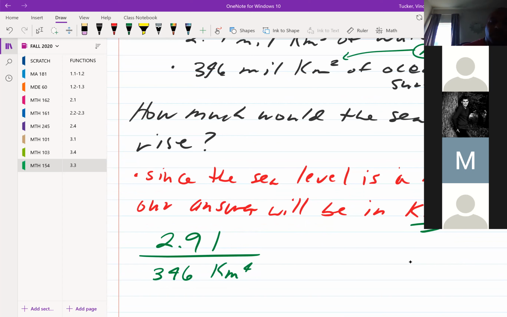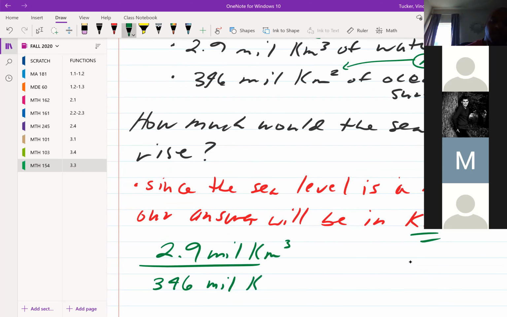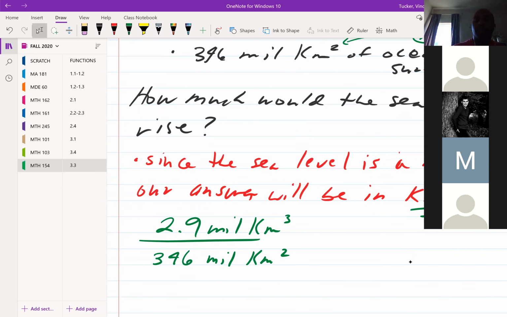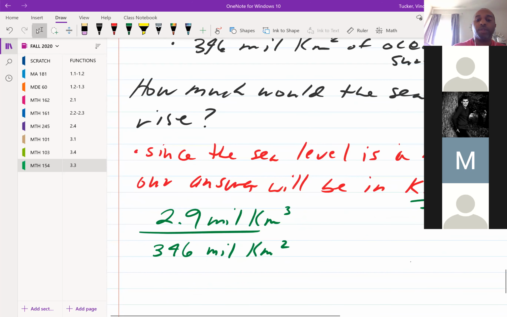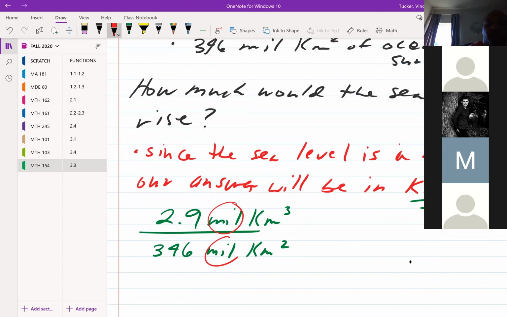And as a matter of fact, let me write this so you see the full process, because it may matter one day, not sure. Putting that "mil" in there, because there's all of these measurements and these units matter. So 2.9 million cubic kilometers over the 346 million square kilometers. And the reason why I say it matters, if I didn't have "mil" here, I would have to give an account for it. You know what I mean?